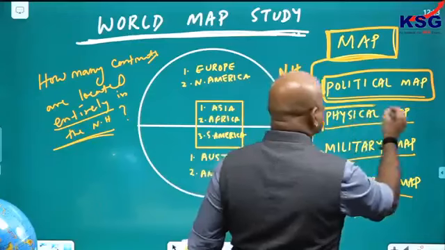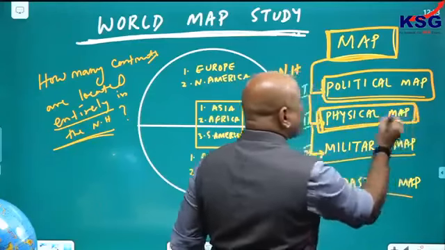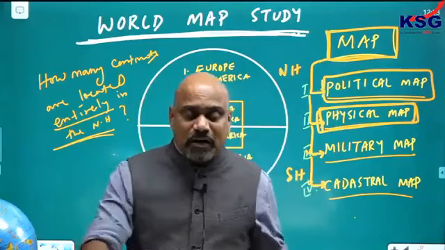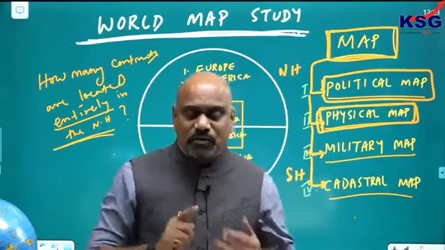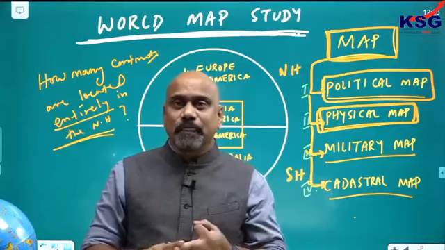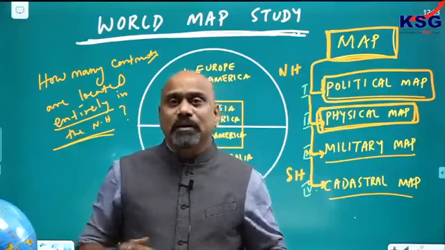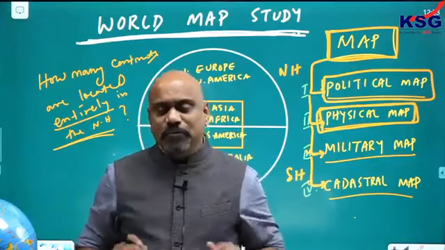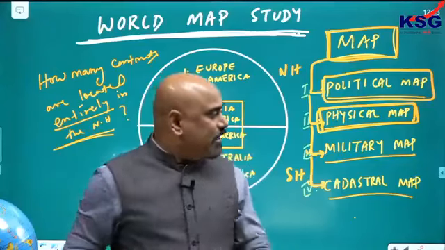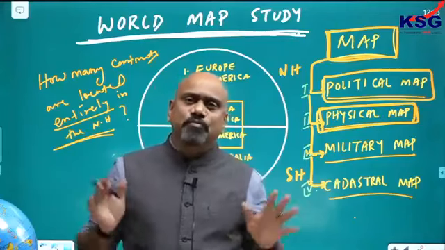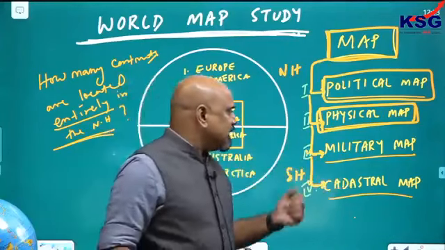Physical map is, again I am saying, soil map of a particular region, climate of a particular region, natural vegetation of a particular region, soil, climate, natural vegetation, right, showing the depth of the ocean floor. It is also a physical map. Mountain, plateau, plain, river valley, all these are physical map.